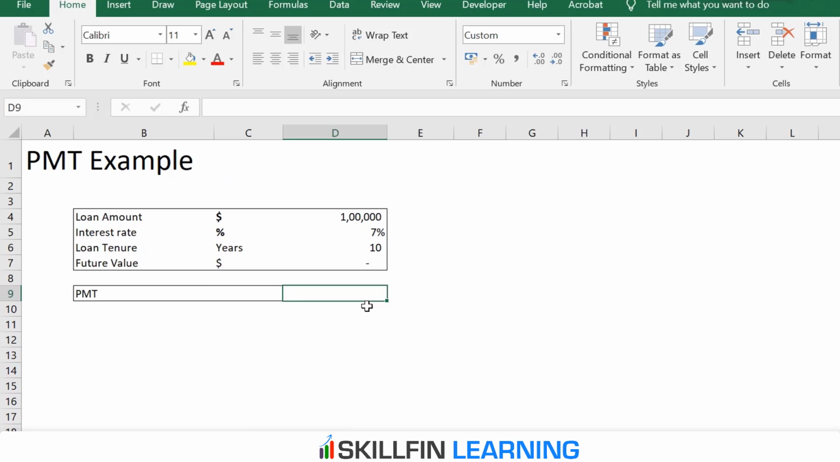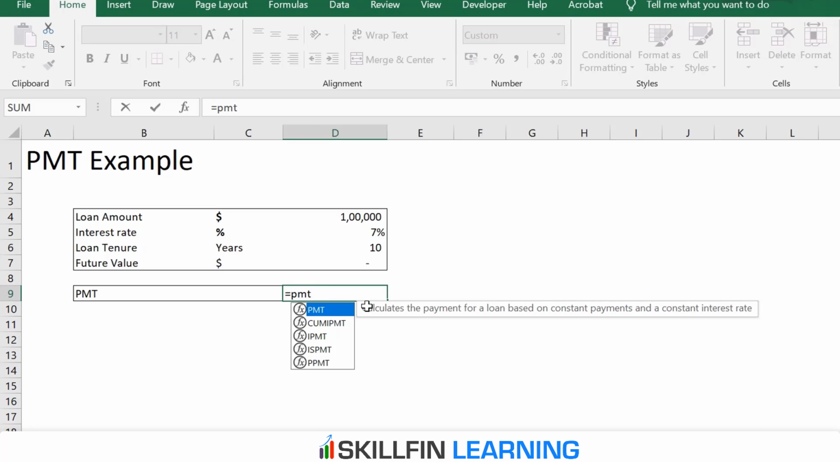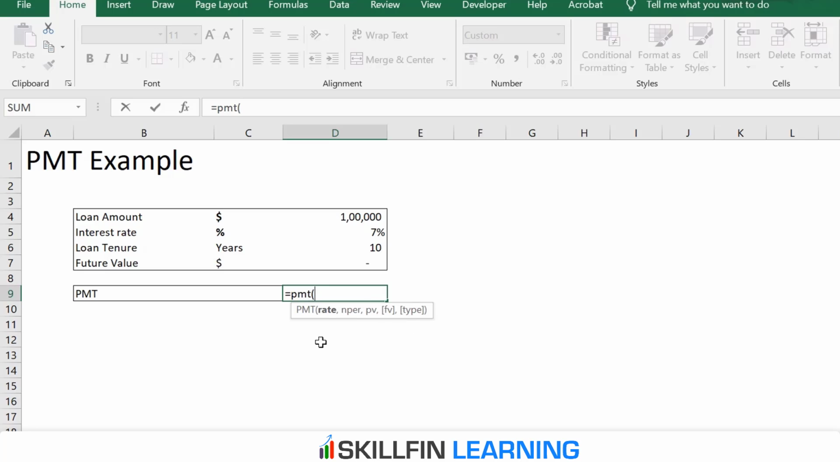PMT, or the payment function, helps calculate the loan EMIs. This function is mostly used to calculate the periodic payments of the EMIs for financing a project. To calculate the PMT, type is equal to PMT. It asks for rate, which is the rate of interest on the loan amount. So select the rate and then divide it by 12 because we want to calculate the monthly installments.